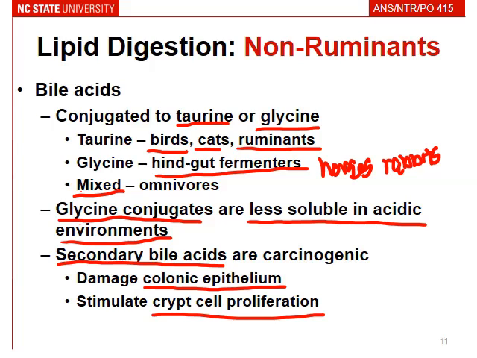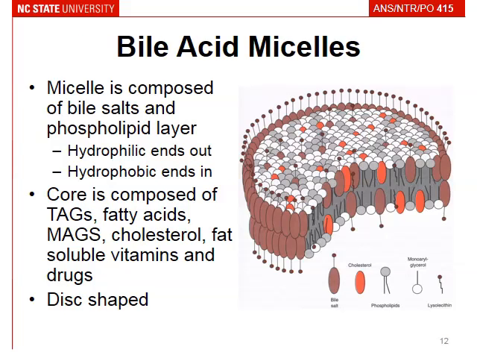So this is one of the reasons why it's important to eat adequate amounts of fiber to keep your bowel movements regular, because the longer you have your digesta stored within your colon, the longer you're subjected to those secondary bile salts or bile acids that the microbes have converted, and therefore you're at a greater risk of colon cancer. So the main function of these bile acids is that they help form these micelles.